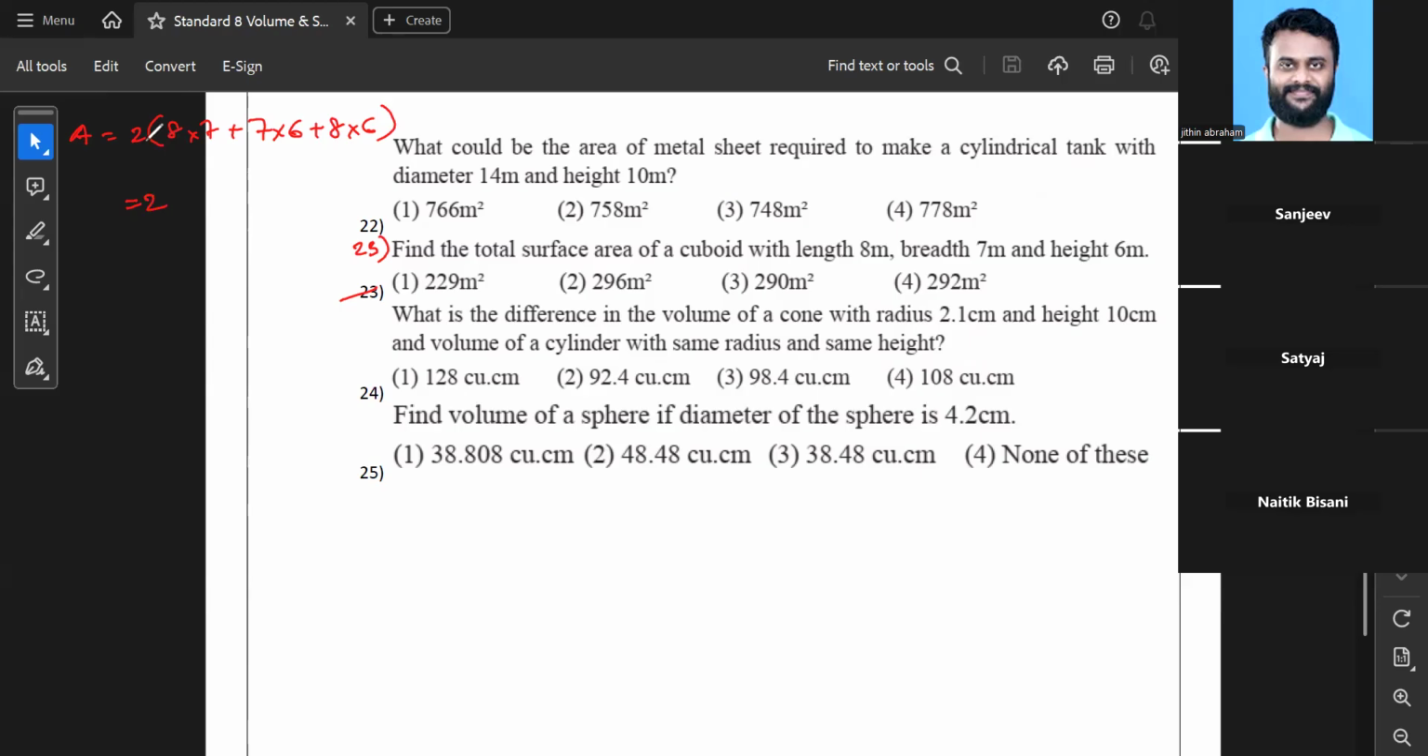That gives you, is something common coming out? 2 is common everywhere. Not 4, only 2. So I'll take 2 common outside. I'll make this 4. 4 into 7 is 28. I'm directly writing the answer. 7 into 3 is 21. And 4 into 6 is 24. So I have 4 over here, and 21 plus 24. I removed 2, so hence this 8 became 4.